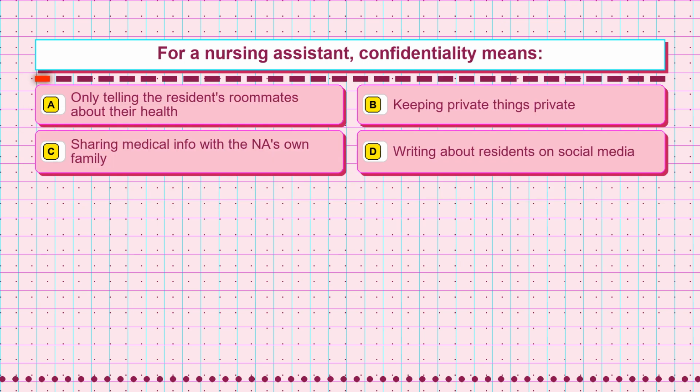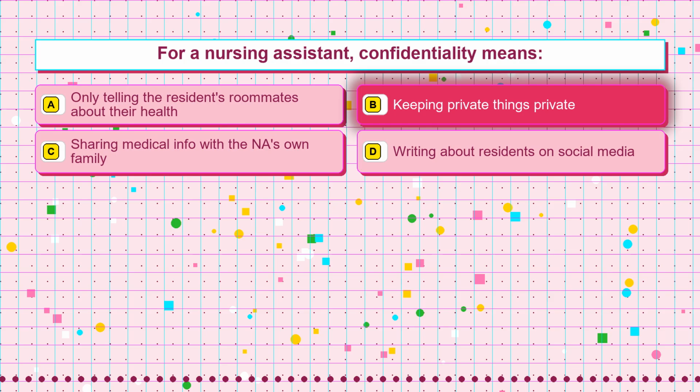Question 92. For a nursing assistant, confidentiality means: Option A. Only telling the resident's roommates about their health. Option B. Keeping private things private. Option C. Sharing medical info with the NA's own family. Option D. Writing about residents on social media.